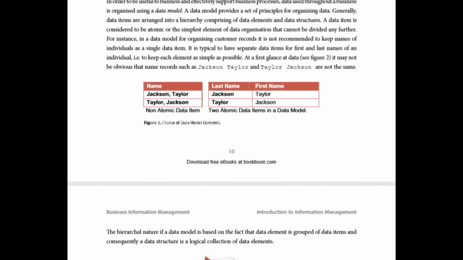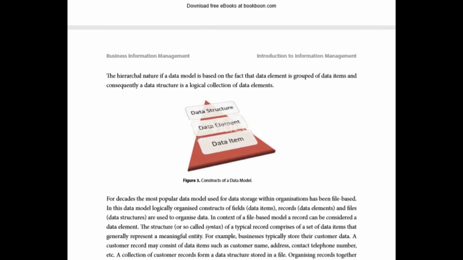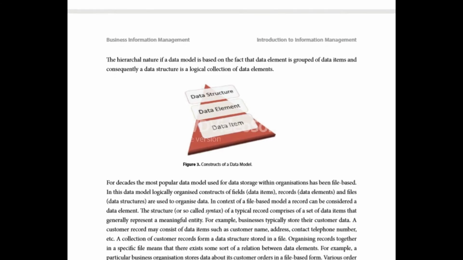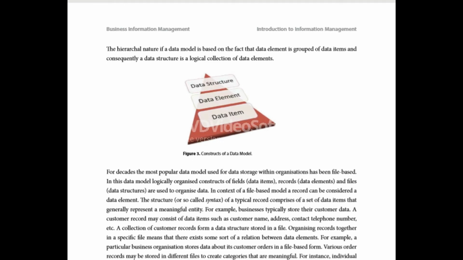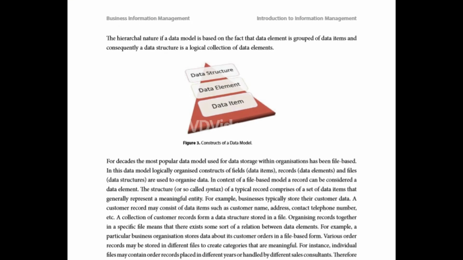The hierarchical nature of a data model is based on the fact that a data element is a group of data items, and consequently a data structure is a logical collection of data elements. This is how you are going to arrange data structure, data element, and data item, or starting from the bottom: data item, data element, and data structure.